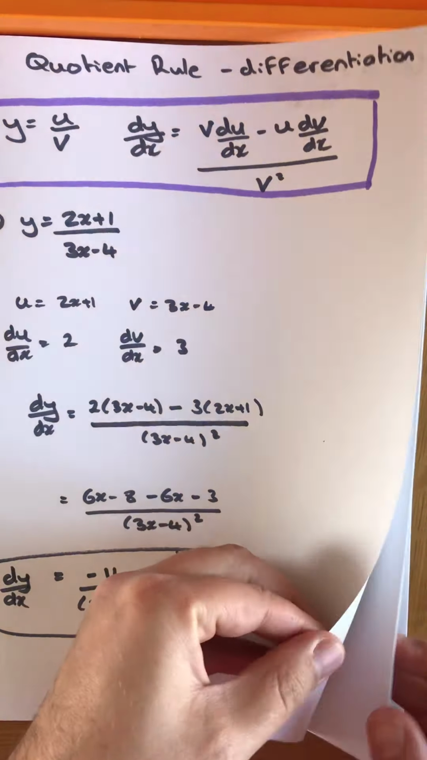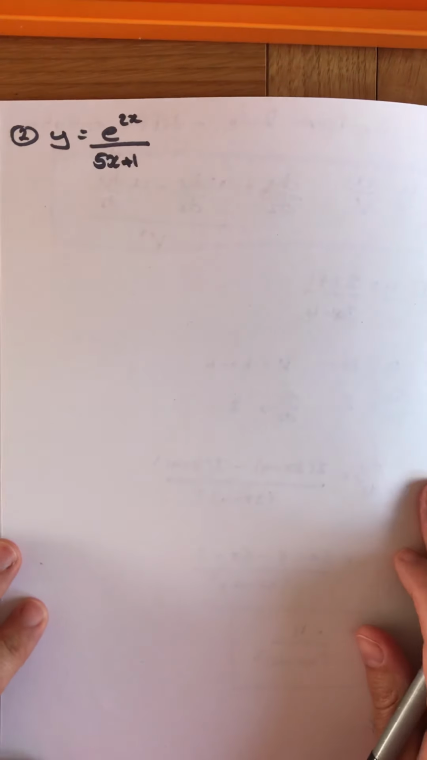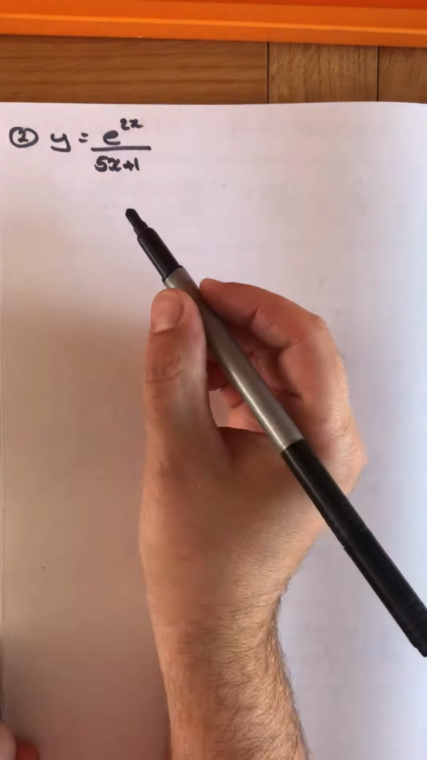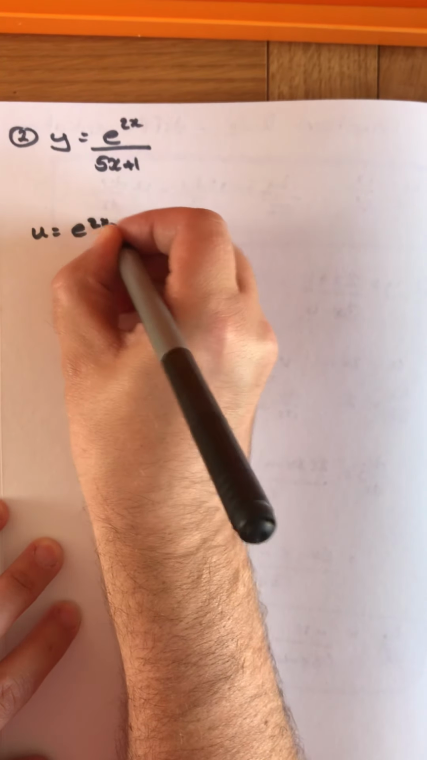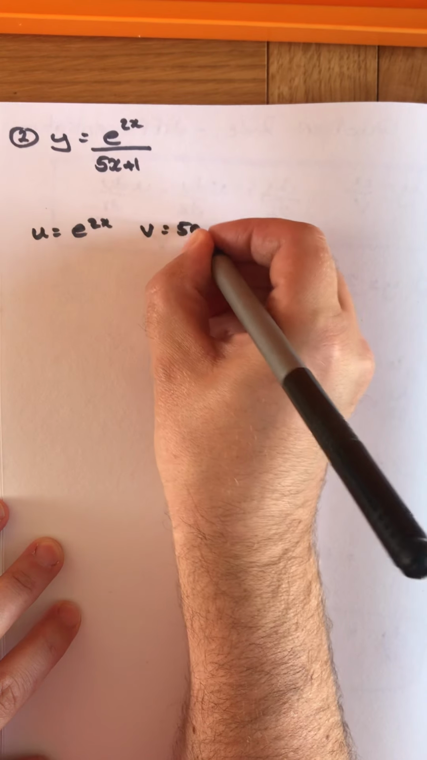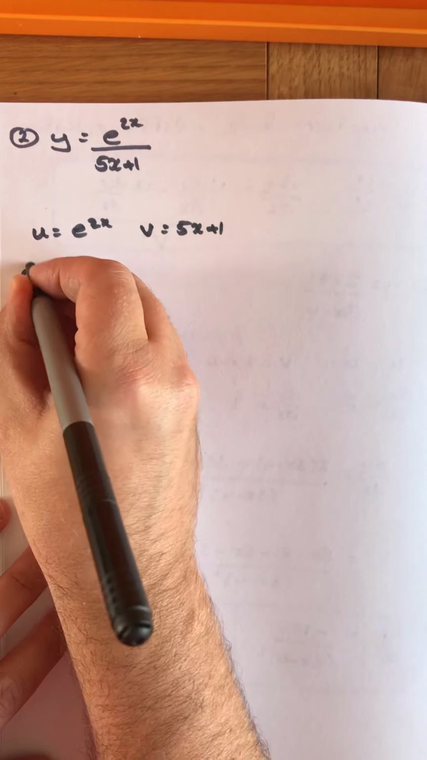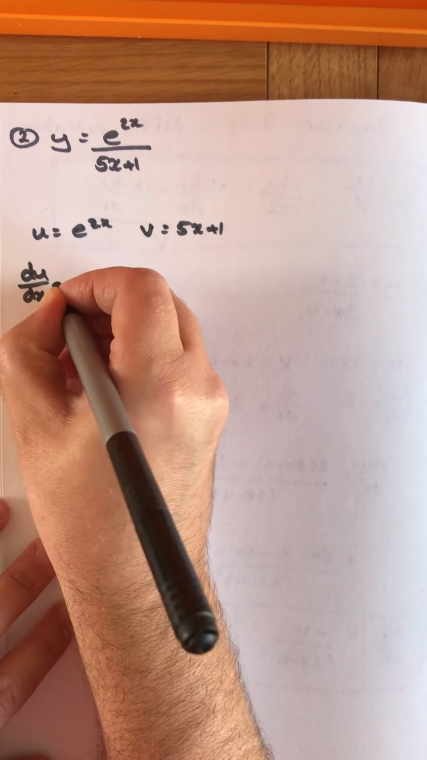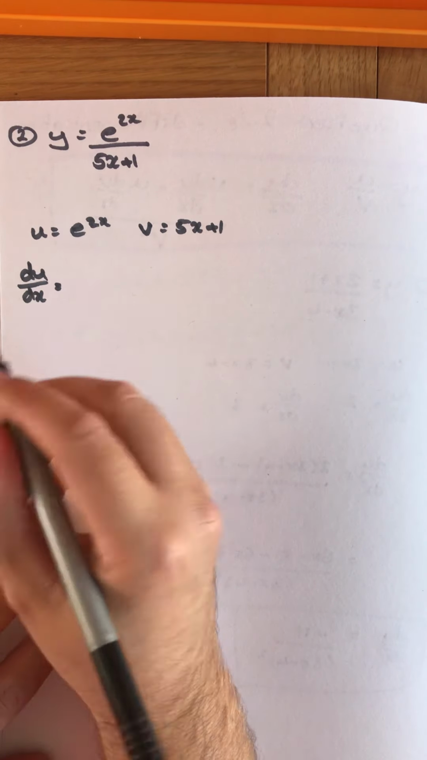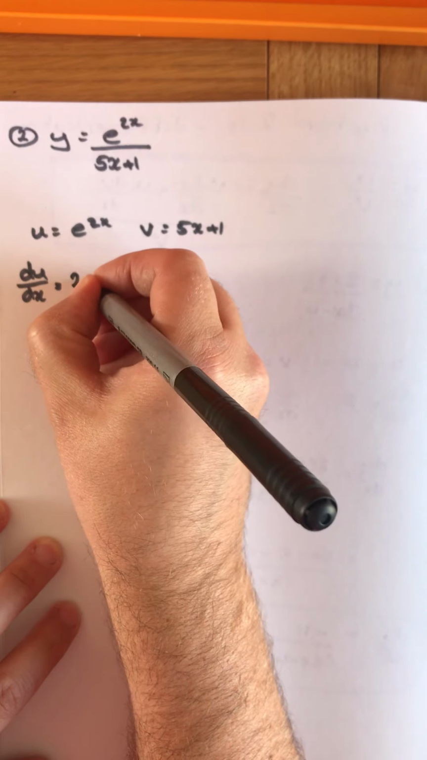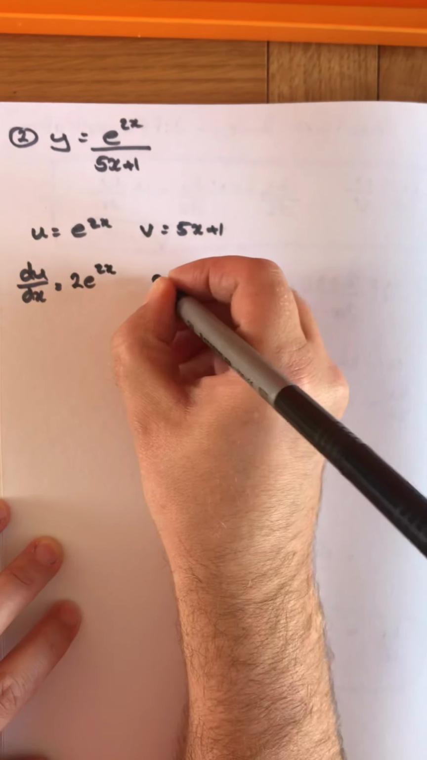Okay, let's have a look at our second question. This time we've got e to the 2x on the top, and on the bottom we've got 5x plus 1. So same as the product rule, we're going to differentiate both of these individually. E to the 2x will need a little bit of chain rule, but that will become 2e to the 2x.